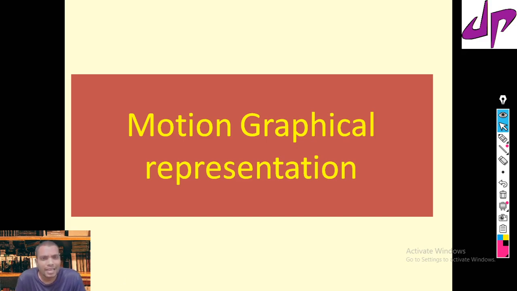Motion can be represented with the help of graphs. Graphical representation is very helpful to understand the motion, whether it's a uniform motion or non-uniform motion. It's easy to interpret, so we should know certain graphical knowledge. By seeing the graph, we can understand what kind of motion it is. Let us see some graphs regarding motion: how the shape of the graph looks and what it really means.